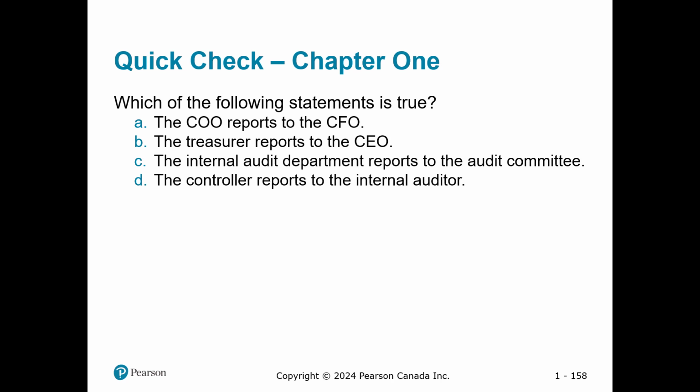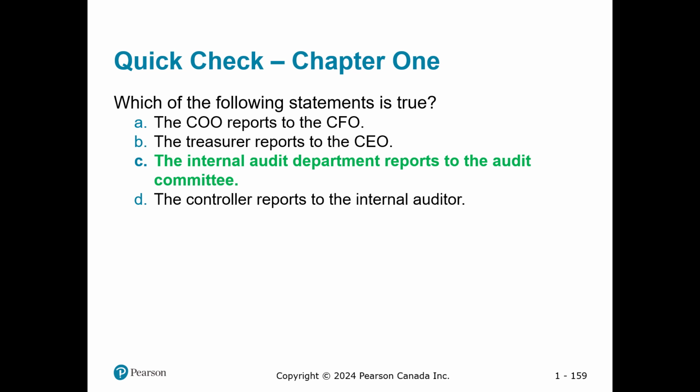Which of the following statements is true? The COO reports to the CFO. The Treasurer reports to the CEO. The Internal Audit Department reports to the Audit Committee. The Controller reports to the Internal Auditor. Answer C. The Internal Audit Department reports to the Audit Committee. Keep in mind, this is a very unlikely question for me to ask you because we don't know what the organization of each company is, and it can differ between organizations. So because this is fluid, it's probably not a question I'm going to ask you.